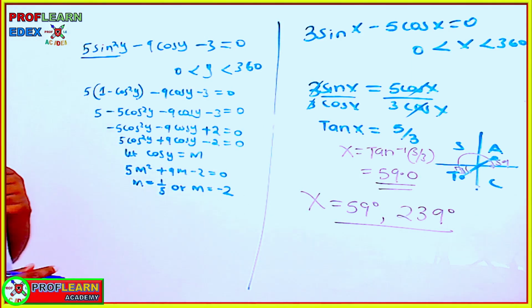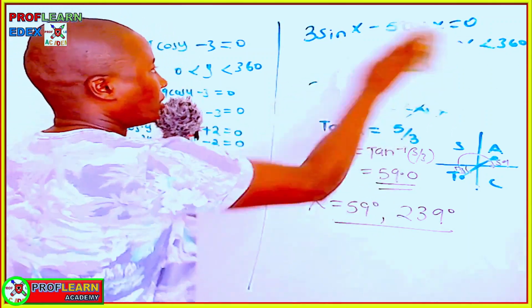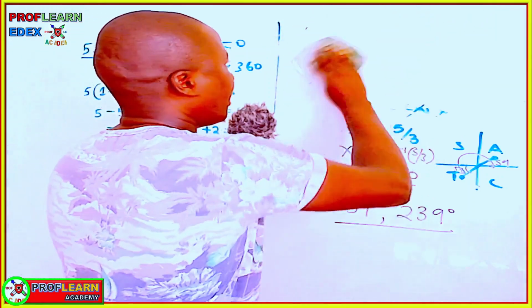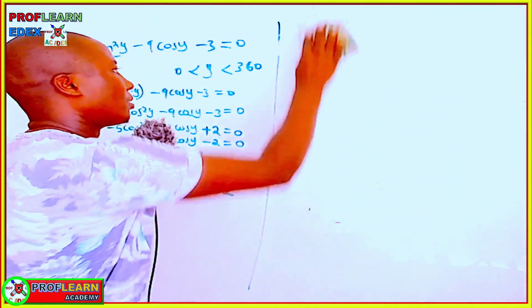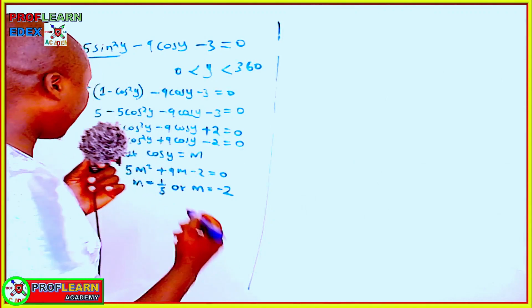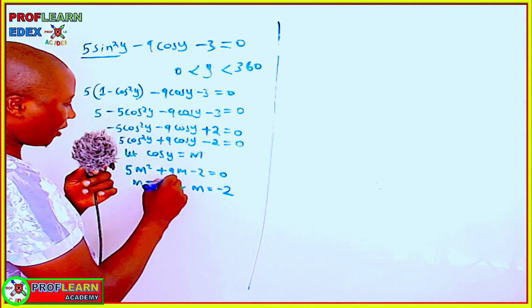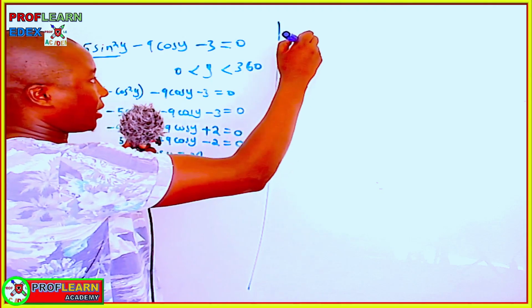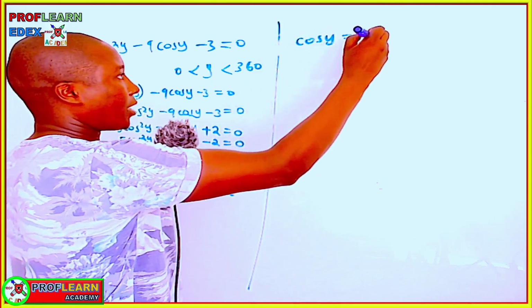Now, in order to determine which angles we are going to have, remember we started by saying let cos y be equivalent to m, but we have gotten the values of m. So the first part we shall say cos y is equal to 1 over 5.